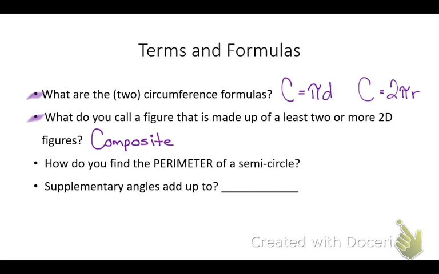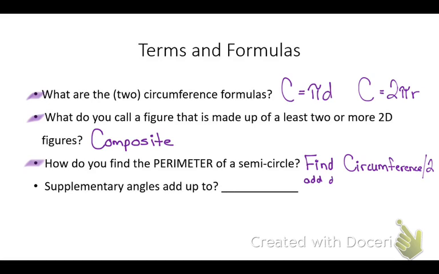How do you find the perimeter of a semicircle? It's not necessarily a formula I'm looking for, but just how do you find the perimeter? It's kind of maybe a three-step process. Anybody want to walk me through that? Devin, what do you think? You do circumference. Yep. Then you divide it by 2. Yes. And then you add the diameter. Yep. So find circumference, then divide by 2, then add the diameter.